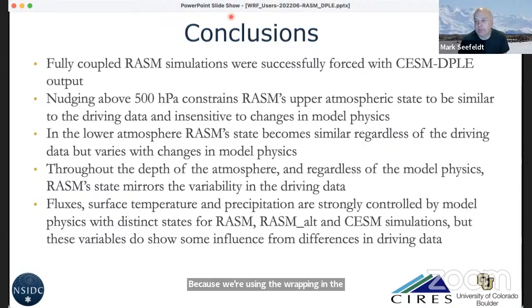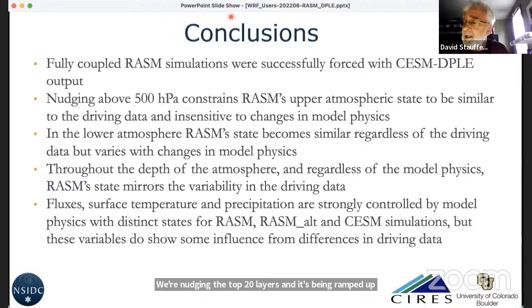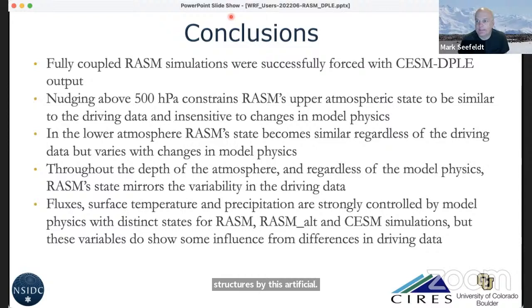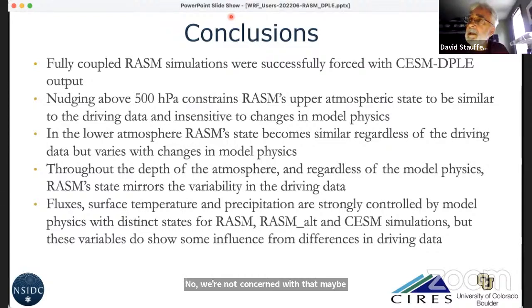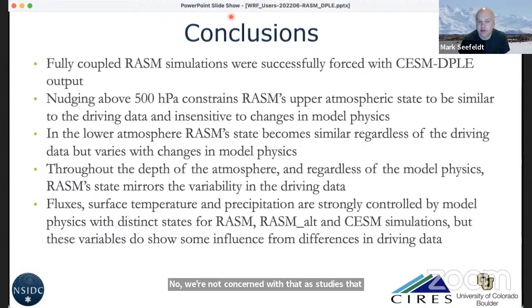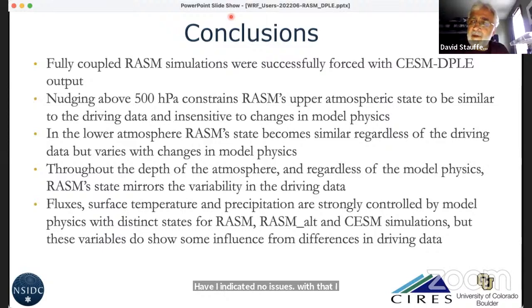So we're nudging the top 20 out of the 40 vertical layers. We're nudging the top 20 layers, and it's being ramped up in the first 10 of those layers. But are you concerned that you're actually changing the vertical stability and the wind shears and the structures by this artificial nudging? No, we're not concerned with that. Past studies that have focused on the application of nudging to these regional climate models have indicated no issues with that. Yeah, it would be interesting just to try 850 instead of 500.